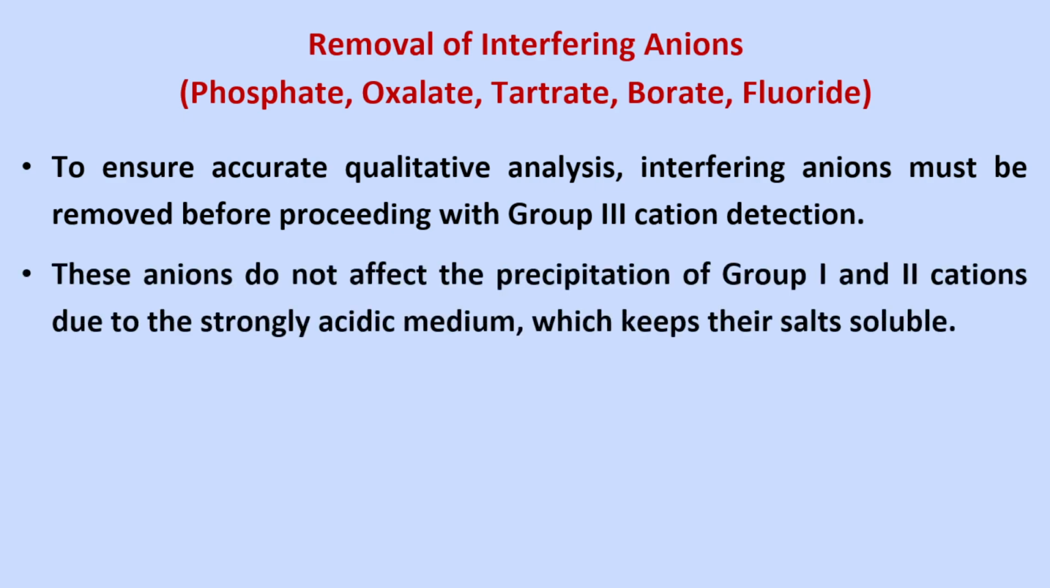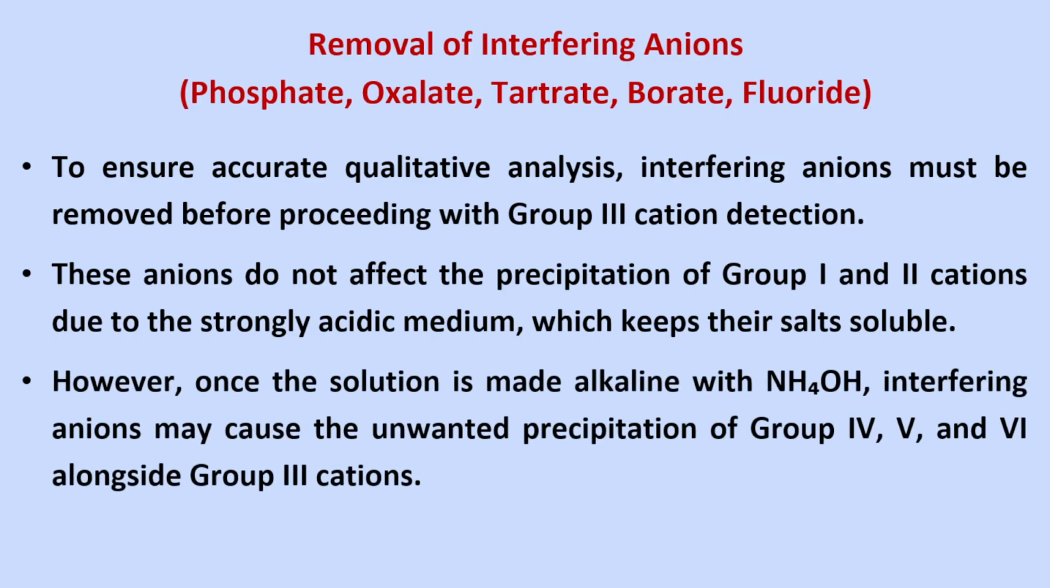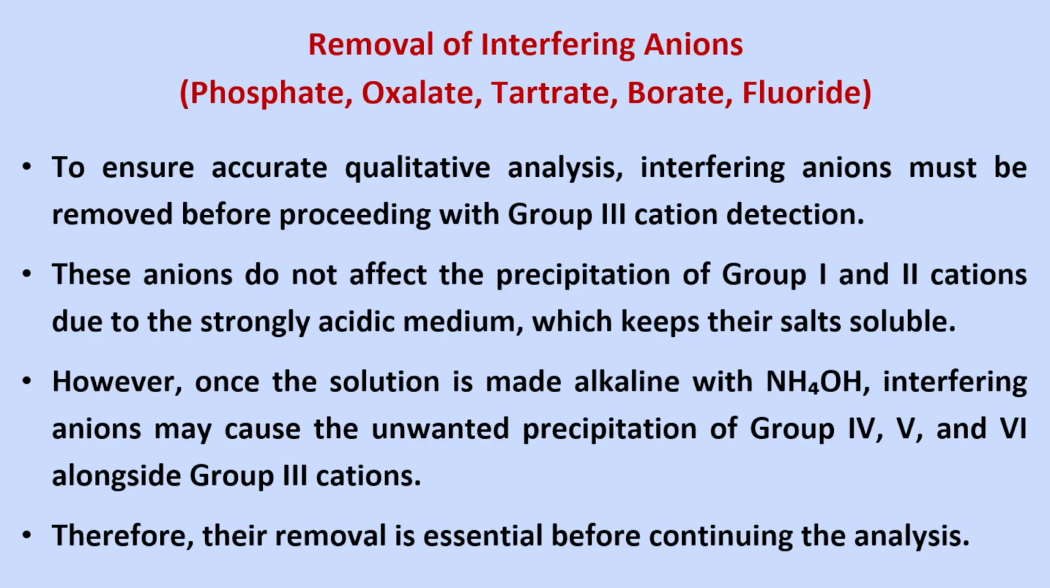These anions remain soluble in the strongly acidic medium used for group 1 and group 2 analysis, hence they do not interfere at this stage. However, once the solution becomes alkaline due to the presence of ammonium hydroxide solution, these anions may cause unwanted precipitation of group 4, group 5 or even magnesium along with the group 3 cations. To prevent this, interfering anions must be eliminated before proceeding with further group analysis.